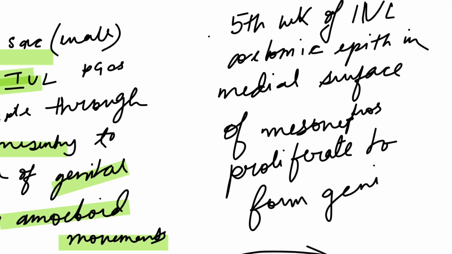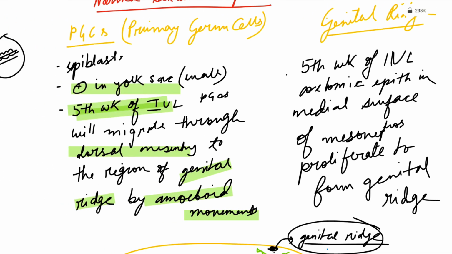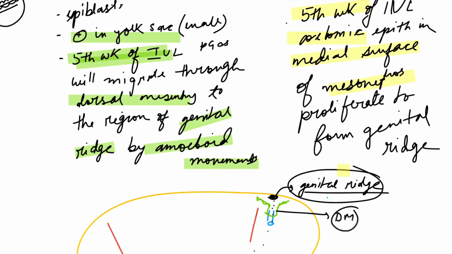To form the genital ridge. So let's learn the new things that we learned here: in the 5th week of the intrauterine life, the coelomic epithelium, which is present on the medial surface of the mesonephros, will proliferate to form the genital ridge.